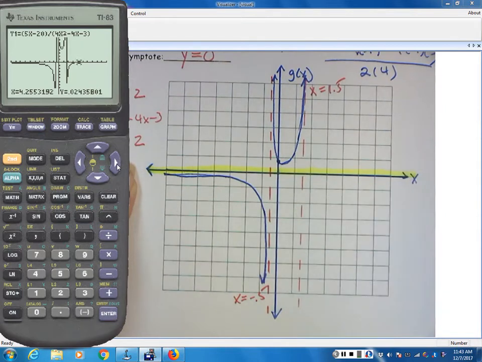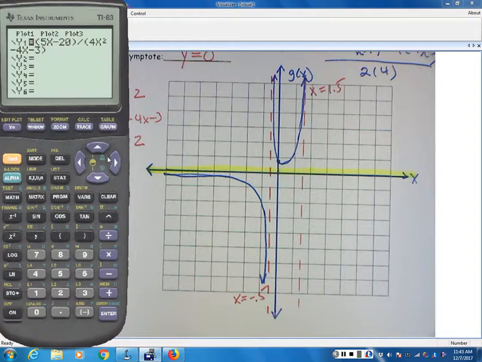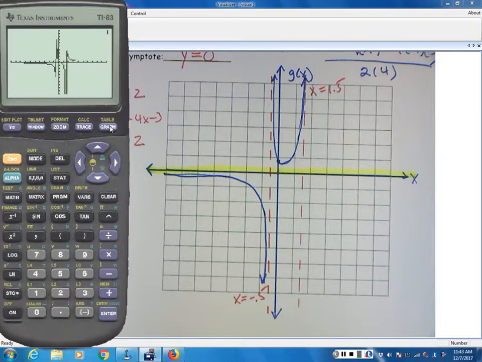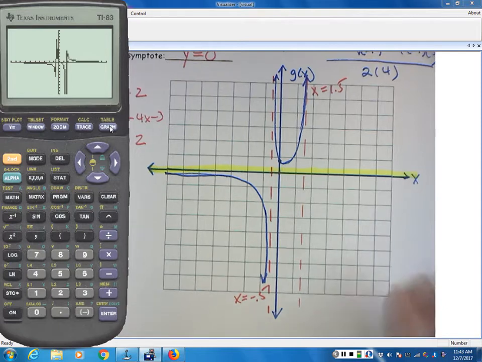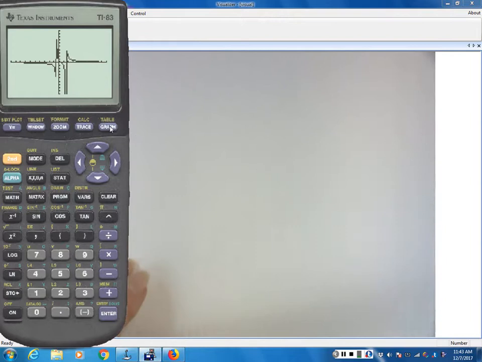That's wrong because in the 5x minus 2, I put 20. I just saw that. Thank you. Yeah, and that changes the whole graph. Yeah, I like these.